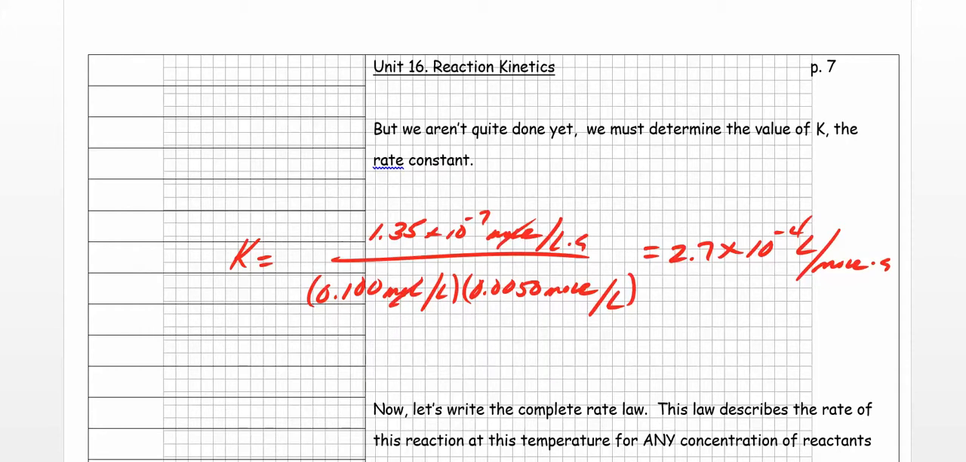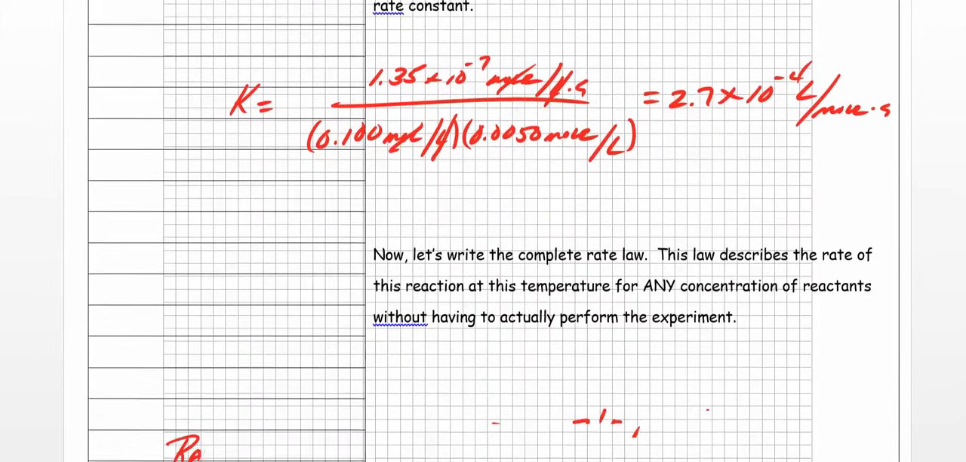Seconds doesn't cancel with anything. We see it again right here. And liters, this liter cancels with this liter, and I'm left with one more liter. So you can convince yourself that the unit for K is liters per mole per second, but I'll show you an easier way in just a few minutes. So now let's complete the rate law.